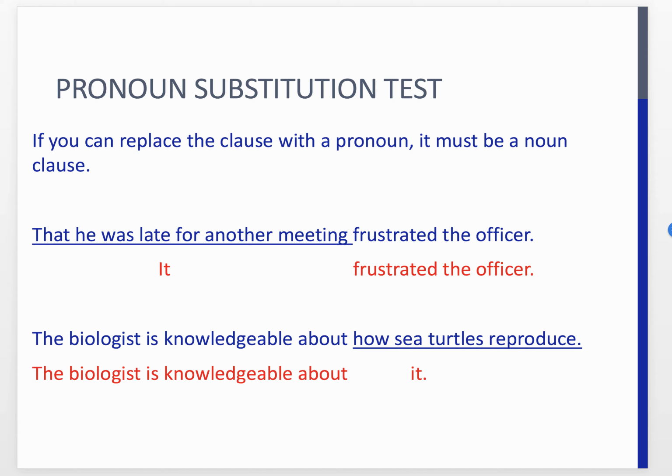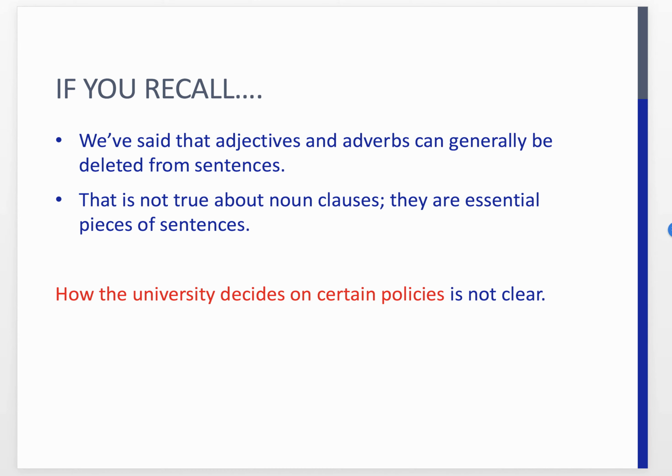So we can see that here. That he was late for another meeting frustrated the officer. It frustrated the officer. So the pronoun replaces that clause. In the second one, the biologist is knowledgeable about it, right? What is it? How sea turtles reproduce. Okay, so again, this pronoun substitution test is especially helpful because we can see how it can help us to identify nouns, noun phrases, and noun clauses.